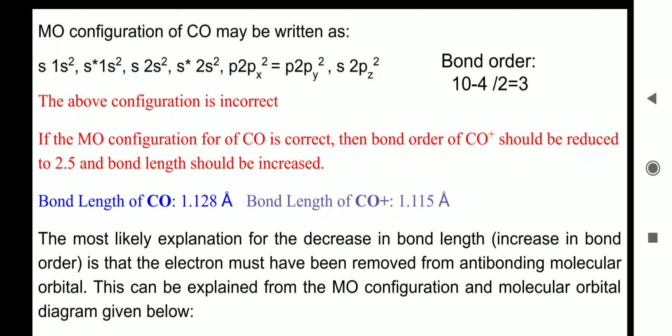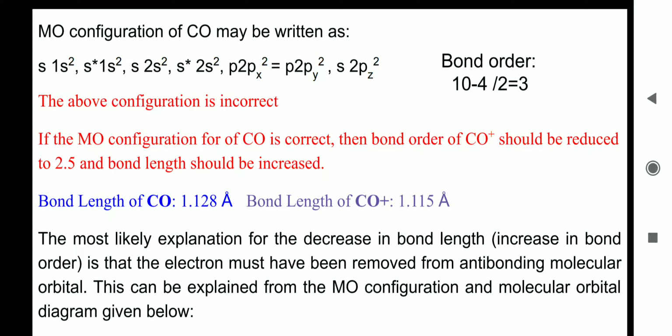This is incorrect. If this molecular orbital configuration had been correct, then the bond order of CO plus should be reduced to 2.5 and its bond length should be increased, because when we form the CO plus molecule, we would be removing the electron from the antibonding orbital, that is pi star 2px. So, the bond order will decrease to 2.5. But this does not correlate with our experimental observation.